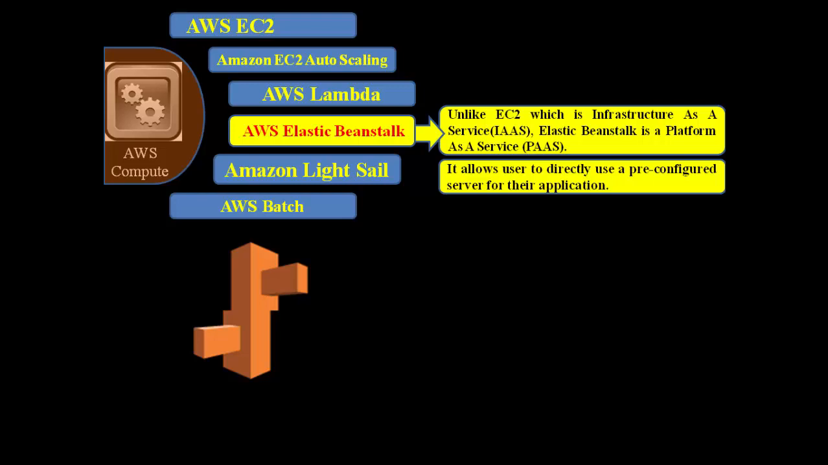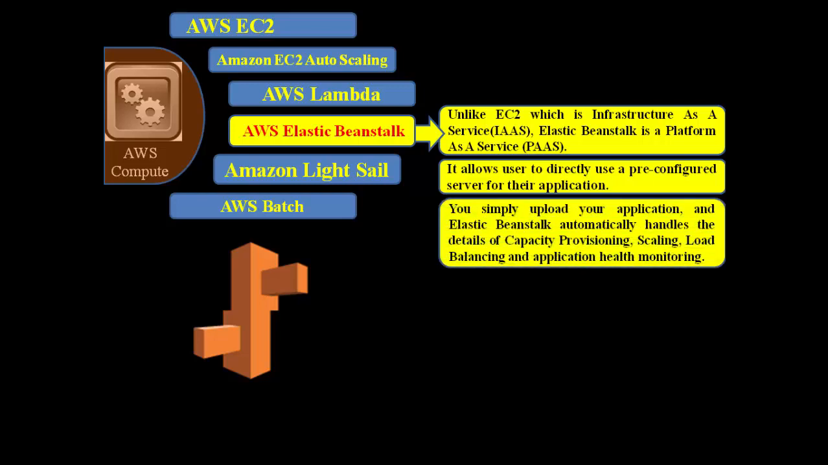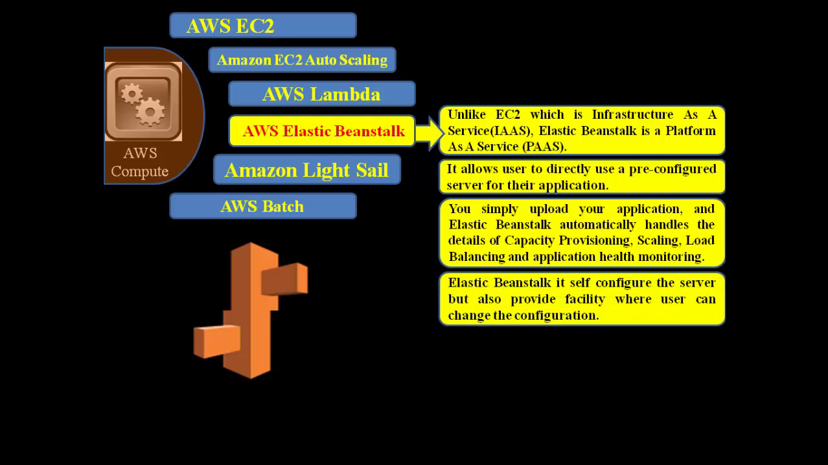So no need to think about the auto scaling, no need to think about the operating system, no need to think about the server. The ready-made server is available for the application. You simply upload your application and Elastic Beanstalk automatically handles the details of capacity provisioning, scaling, load balancing, and application health monitoring. Elastic Beanstalk itself configures the server, but also provides a facility where user can change the configuration. See here, this is important. Elastic Beanstalk configures the server as per the application need, but if user wants to change the configuration, then user has the rights to change the configuration.